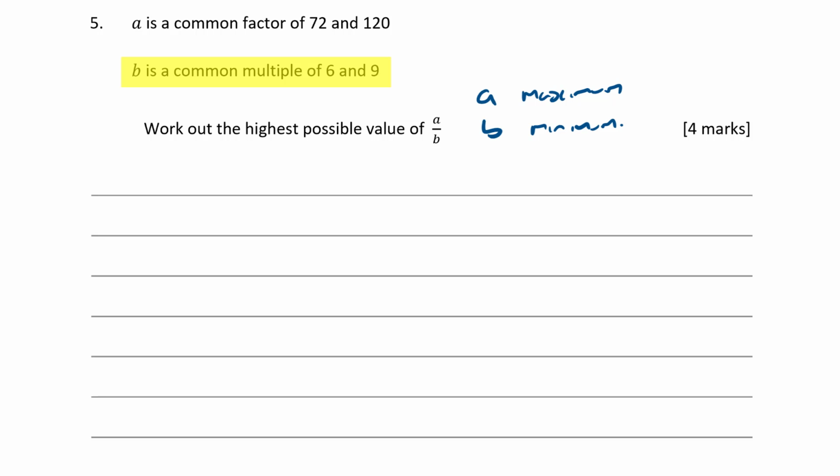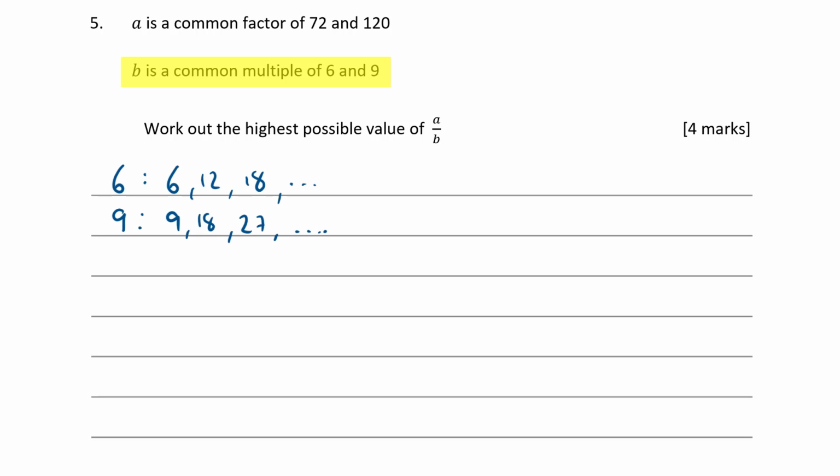Okay, so let's think about the multiples of 6 and 9. The multiples of 6 are 6, 12, 18, and so on. And 9 is 9, 18, 27, and so on. So you can see we found our lowest common multiple already. 18 is there, 18 is there, so our LCM of those two numbers is 18. So that's going to be my value of b.